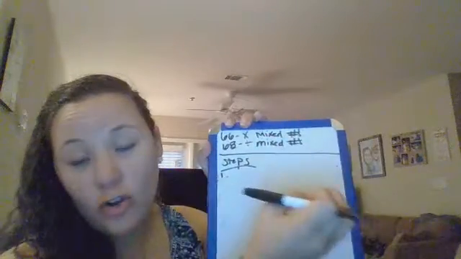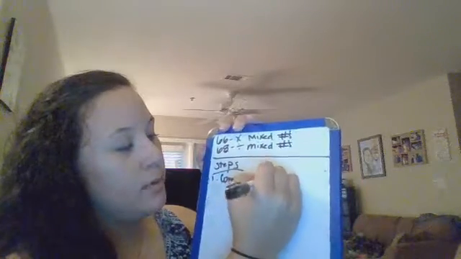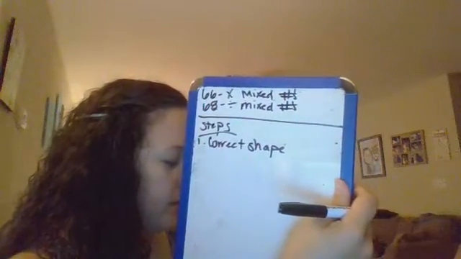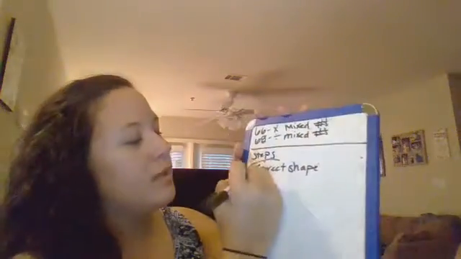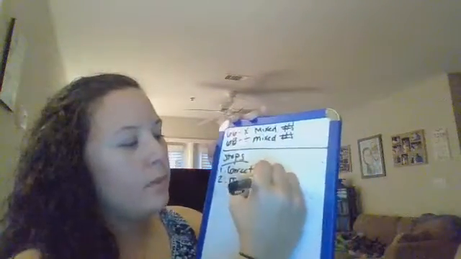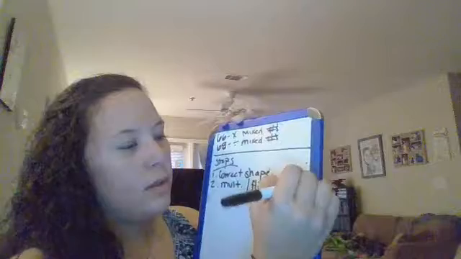So when we are multiplying, the first thing we do is to put it in the correct shape. We have our fractions or our mixed numbers, and we need to put them in the correct shape. And it's the same when we divide them. Both of them need to be in the correct shape. The second step is, since we're multiplying, we multiply, and for division we flip the second and multiply. And then the third step is to simplify.